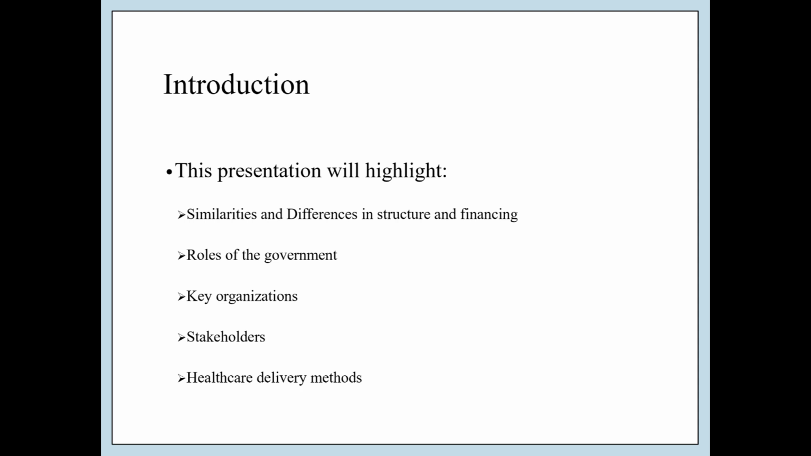One key insight to keep in mind is that the US healthcare system is decentralized and largely market-based, while China's system is highly centralized, with the government managing most aspects of care. These structural differences mean that the US system relies more on private sector involvement, while China's system prioritizes national coordination and public health initiatives. So let's begin by taking a closer look at the US healthcare system.